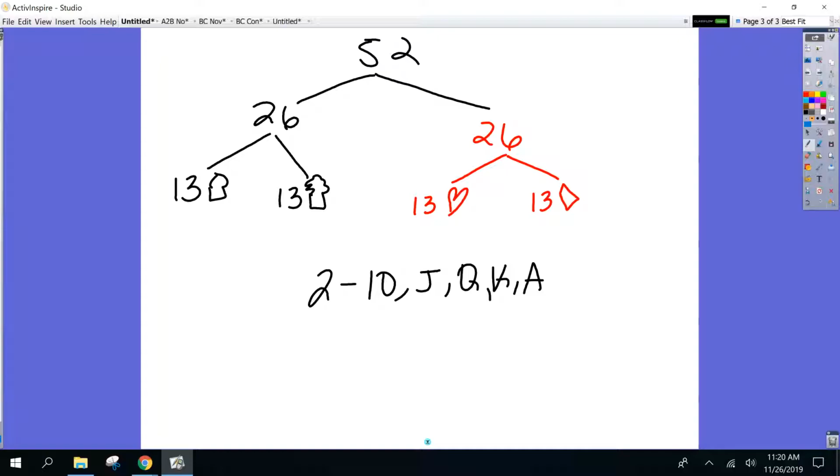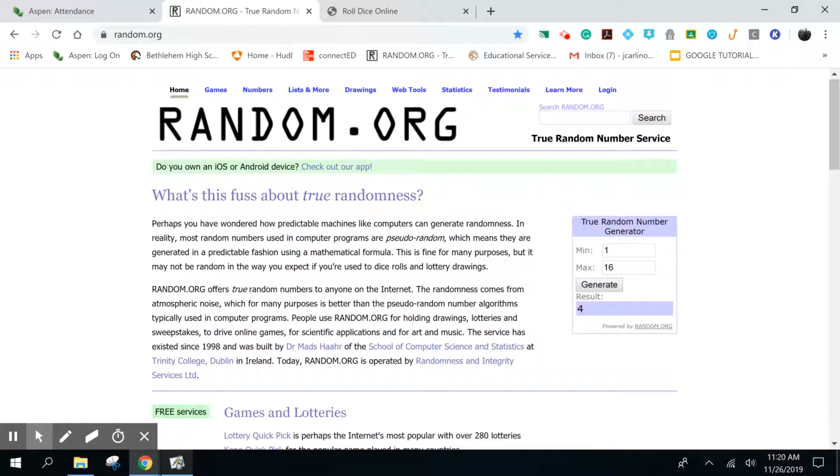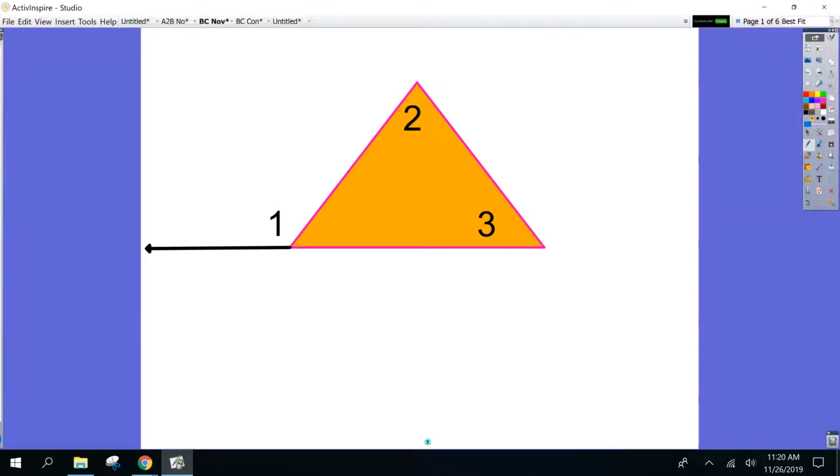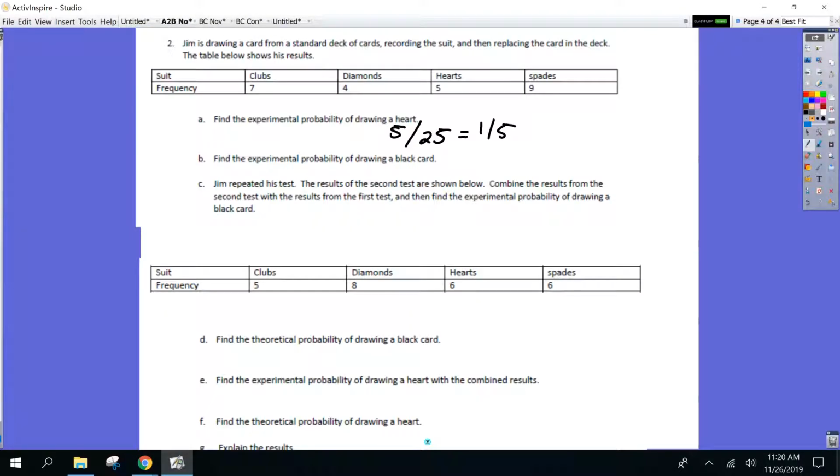Okay, so going back to the question now. 26 out of 52. No. That's theoretical probability that you just gave me. Based on his experiment, so you're thinking black card would be clubs and spades. How many are those? 16. So 16 out of the 25. What you gave me was the theoretical. Okay, we're just going based on his experiment. Good? Everyone else okay so far?